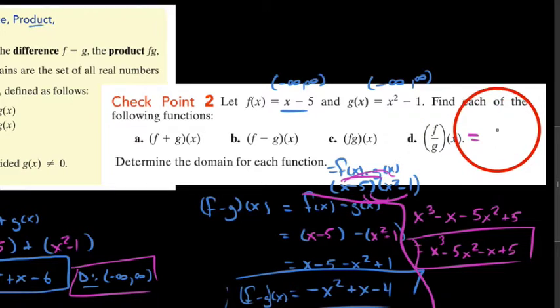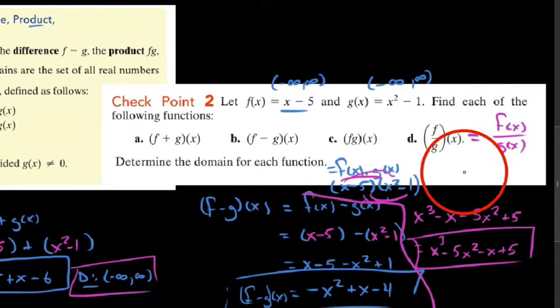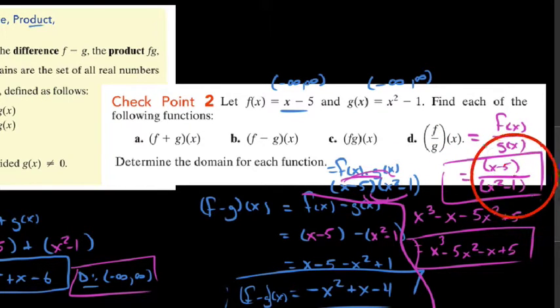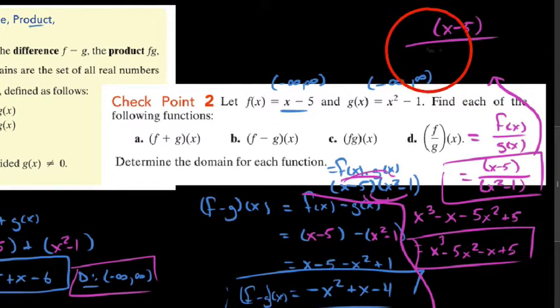What we need to do here is rewrite this as f of x over g of x, and we're as good as done as soon as we get to this point. We say f of x is x minus 5, and g of x is x squared minus 1. So now, this is our final function, right? Well, here's the thing. I noticed that I could factor the bottom. And I'm going to want to make sure I do this.